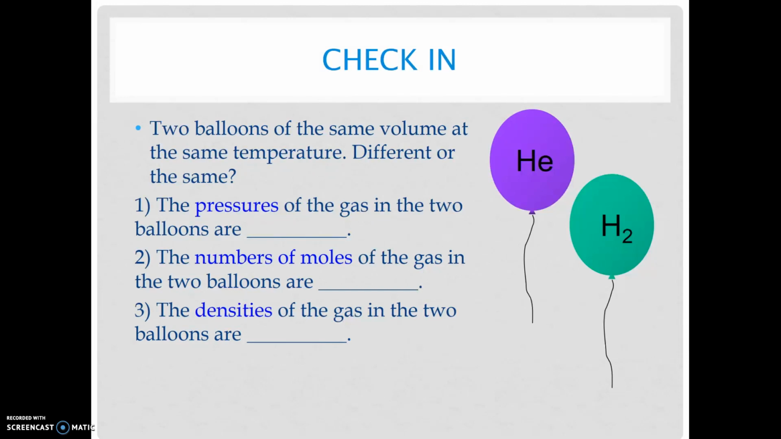The densities of the gas in the 2 balloons are different because density is mass over volume. So density depends on the mass. Helium and hydrogen are going to have different masses. And so even though the volume is the same, the pressure is the same, the number of moles is all the same, the density is still going to be different because they have different masses.